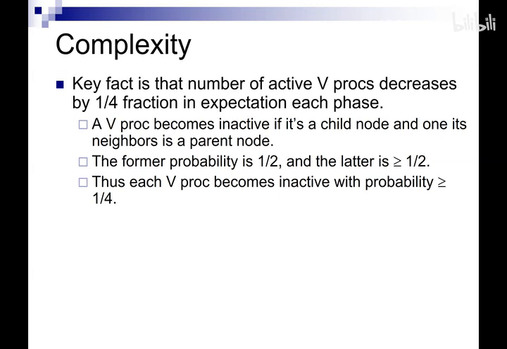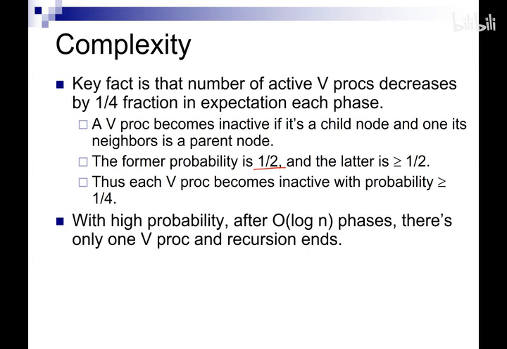So the probability that it is a child process is 1/2. And the probability that one of its neighbors is a parent is going to be at least 1/2, because each neighbor is going to be a parent with probability 1/2. So if you have multiple neighbors, then the probability that at least one of them is a parent is at least 1/2. If both of these conditions happen, then this node process is going to become inactive. Therefore, the node process becomes inactive with probability at least 1/4.